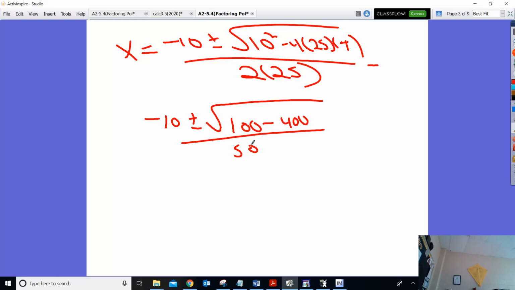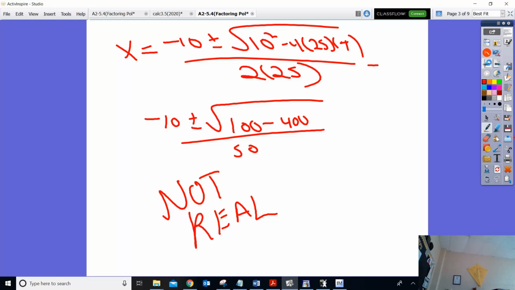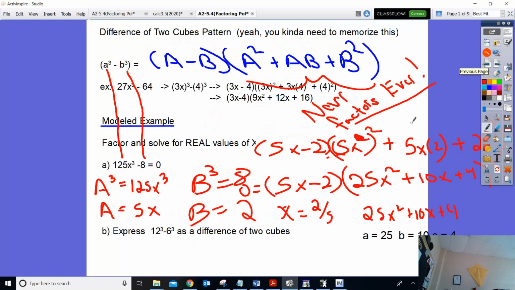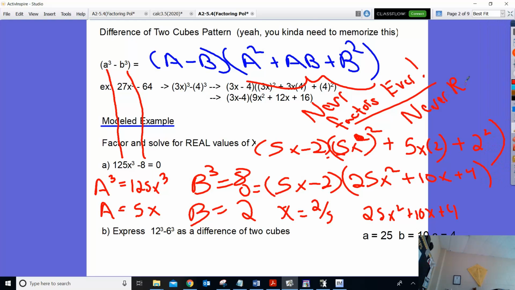Is that going to be real? This is not real. Why is it not real? Negative in the radical. So not only does the second piece never factor, it's also never real. The second piece never factors and it is never, ever real. So pay attention to what's being asked of you. That thing asks for real answers. Do you care about the second piece? Nope. You need to do your homework. If it says find real, don't touch it.